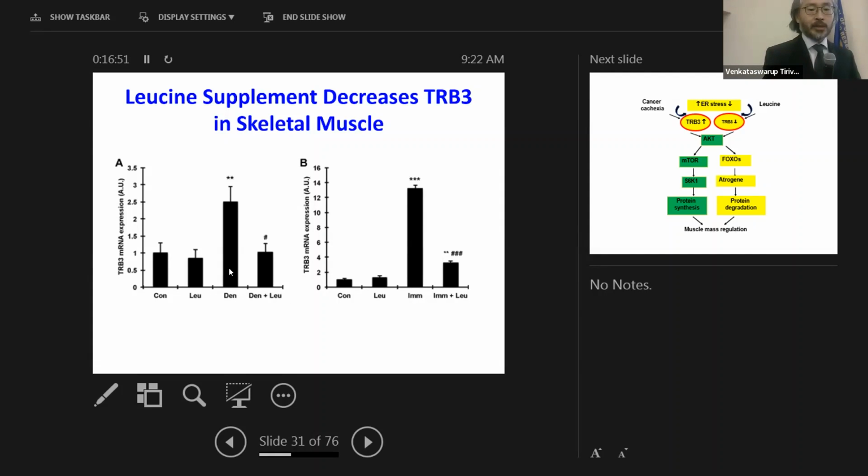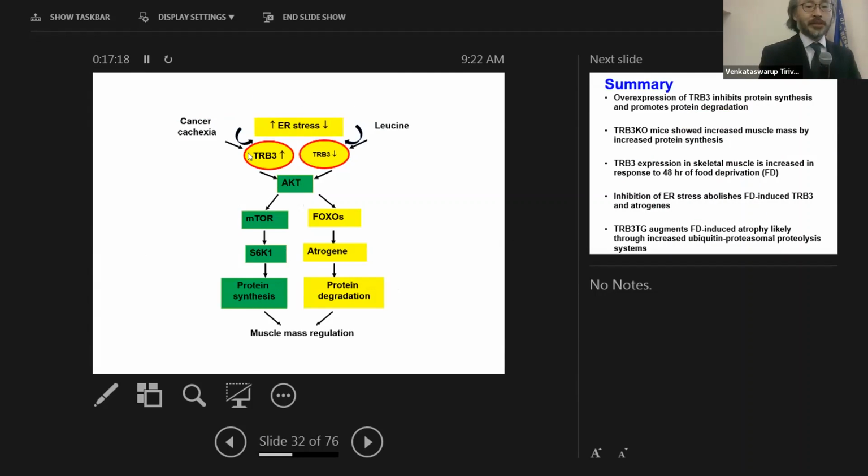In both ways, we saw that TRB3 expression was robustly elevated, but this increase was completely abolished by the leucine supplement. This data clearly suggests that leucine can effectively suppress TRB3 expression in the muscle, and therefore we will be able to see the knockout effect of TRB3 with this leucine supplement. Based on this result, we are proposing that cancer cachexia induces TRB3 and leucine suppresses TRB3 expression. Therefore, they regulate AKT, and therefore the protein synthesis and protein degradation pathways, so we will be able to maintain muscle mass better.